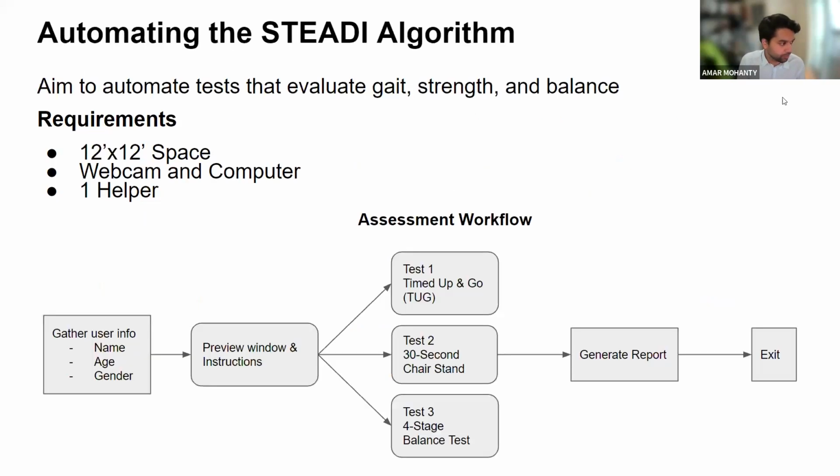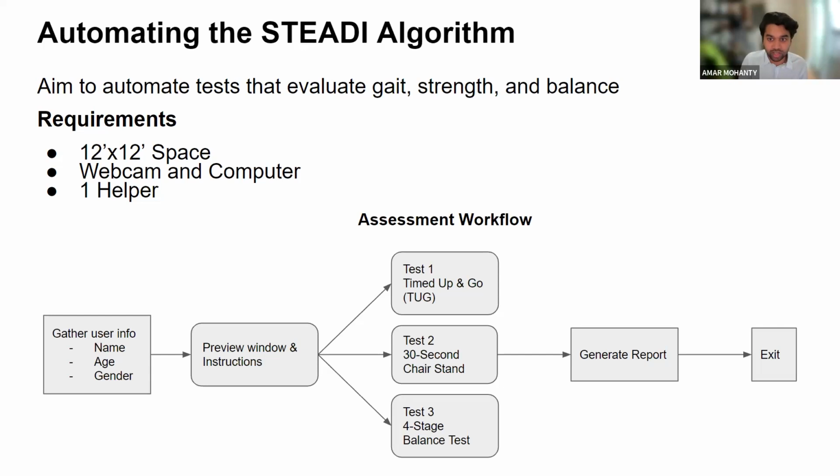In particular, we focused on their evaluation of gait and strength, which involved 3 tests: the tug test, the chair test, and the 4-step balance. We envisioned the test being conducted at home in a 12-foot by 12-foot space with a computer and webcam placed on one side. Our test would be done with one helper and then the elderly person. The helper would set up the system, start every test, and ensure that the elderly person doesn't fall. Our tool will guide you through each exam and evaluate if you pass the test.